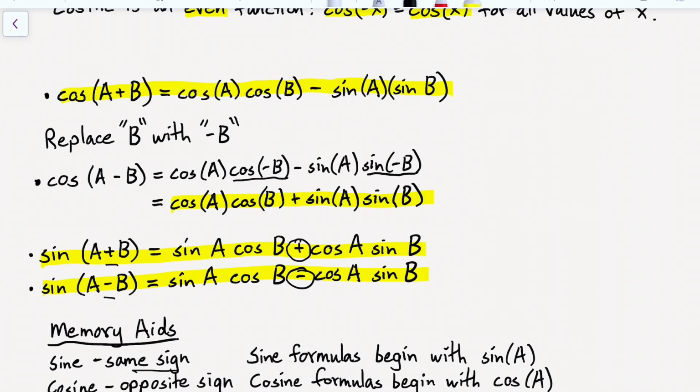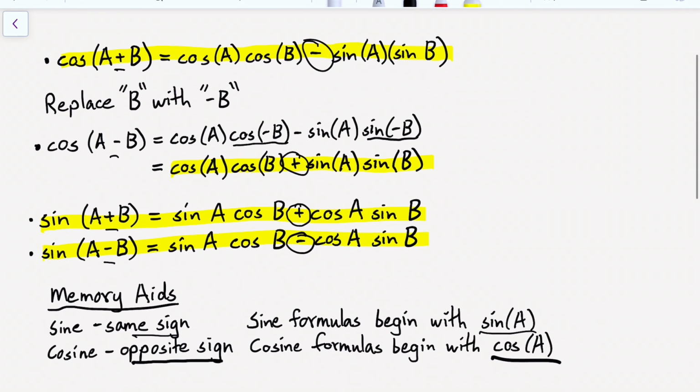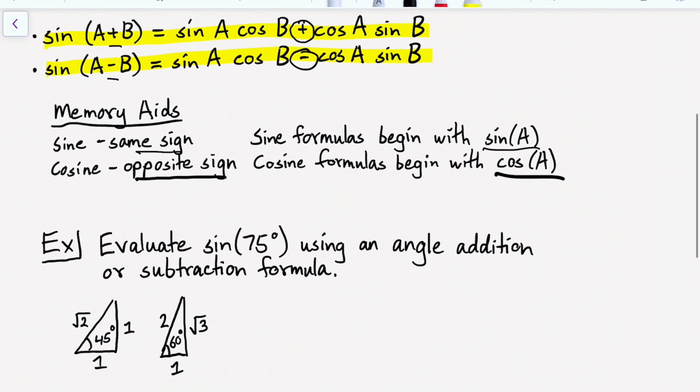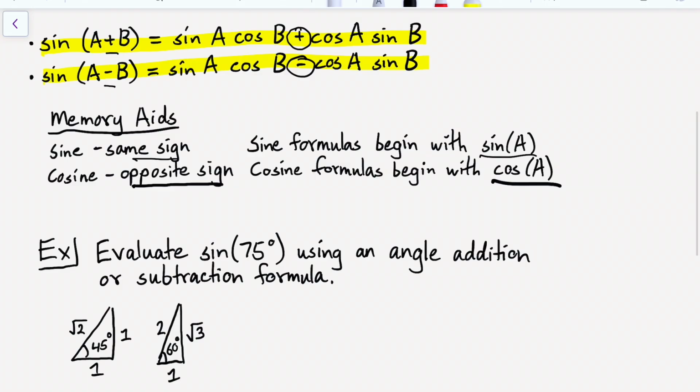Cosine formulas have the opposite sign. If we're finding cosine of a plus b, we will use subtraction. If we are finding cosine of a minus b, we will use addition. Sine formulas begin with sine of a. Cosine formulas begin with cosine of a. There are some other common patterns that hopefully you can pick up on to help familiarize yourself with these formulas. Let's look at two examples using an addition or subtraction formula.